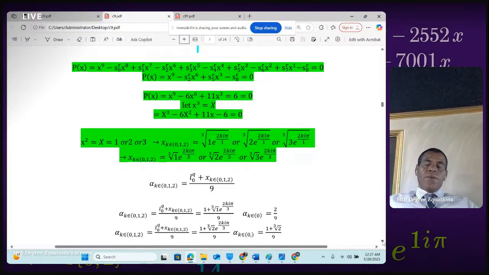Exactly. So for each of X1, X2, and X3, we need to find all 3 of its complex cube roots. The formula for this involves complex exponentials. It's given as x_k, with k in the set 0, 1, 2, equals the cube root of X times e to the power of 2πik/3. Okay, so k taking values 0, 1, and 2 gives us the 3 different roots for each value of X. Precisely. Since we had 3 values for X and each gives 3 cube roots, we end up with 3 times 3 equals 9 roots for x in total, which makes sense for a 9th degree polynomial.